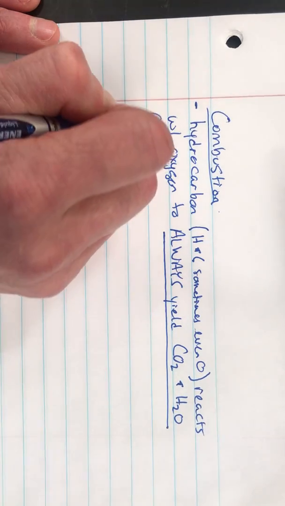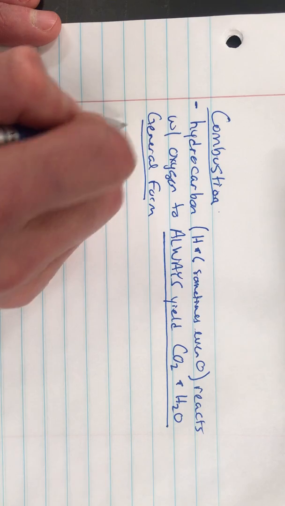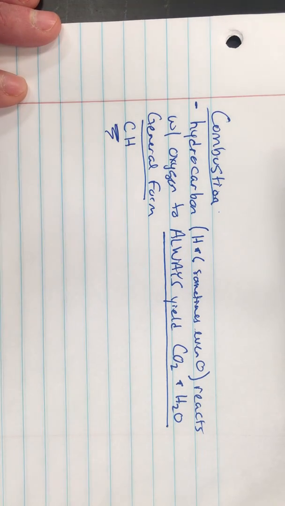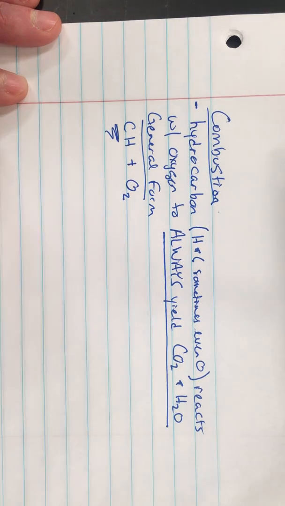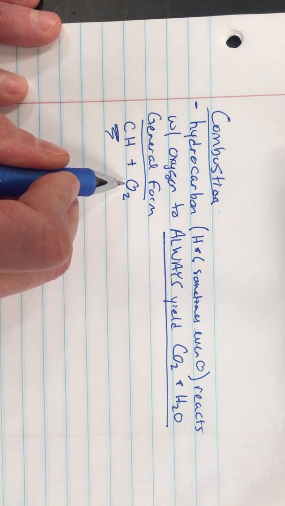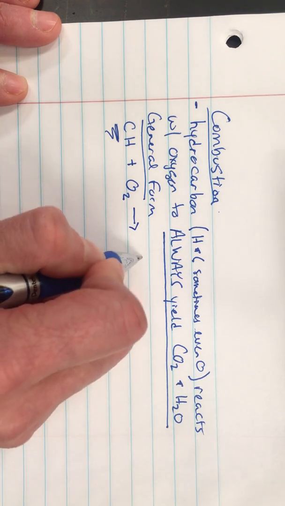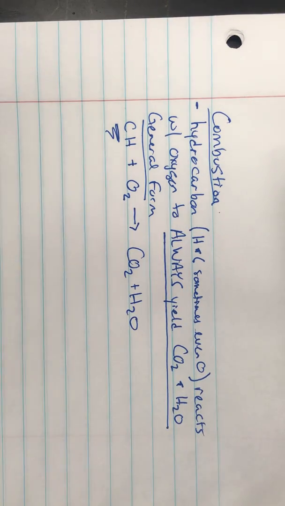So the general form for us will look like this. I want you to look out for compounds that have C's and H's in them. That's how you're going to know it's a hydrocarbon. And it always has to react with oxygen. You have to have oxygen as the other reactant. And they will always make carbon dioxide and water. There's no ionizing, there's no crisscross and reducing, that's all you do.